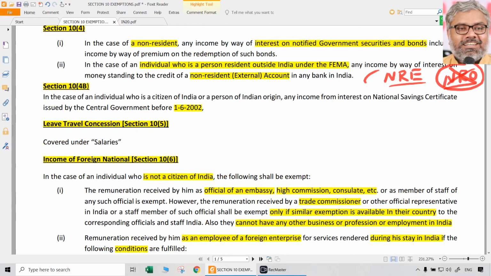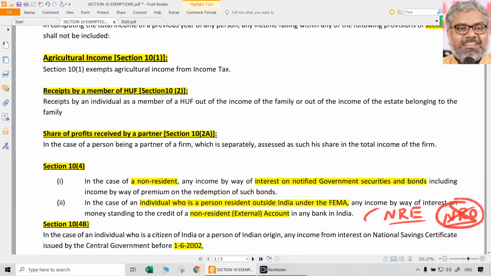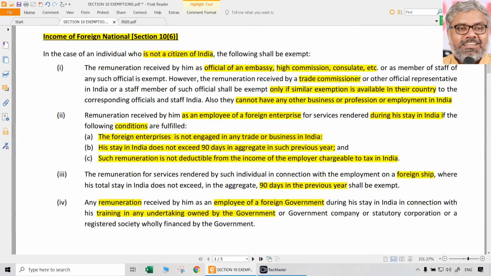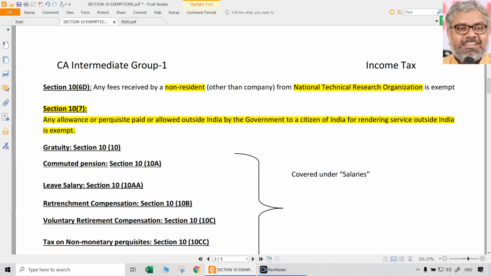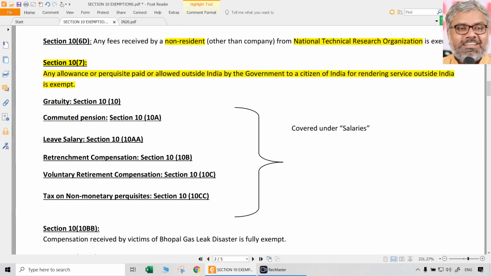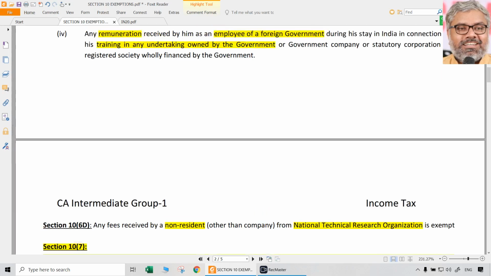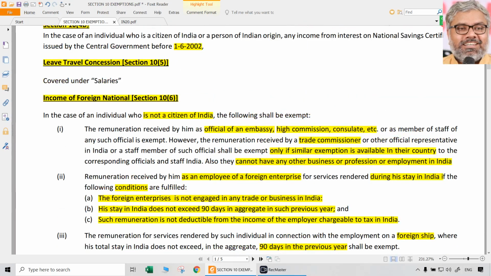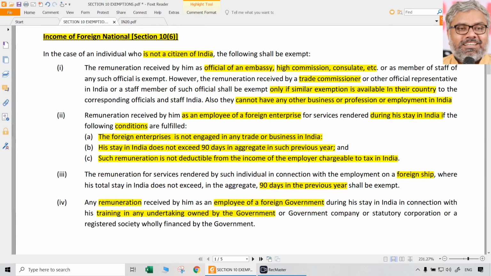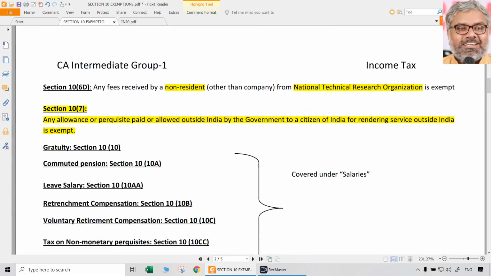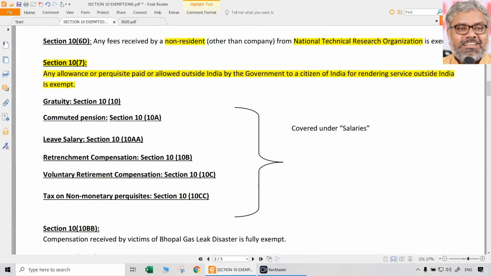10(5), leave travel concession, was already there in the chapter of salaries. So what are the new things only? Those things you have to focus on now in this session. Other things we should already be knowing, but we can revise them once again, which are related to other heads of income, like 10(5), leave travel concession. 10(7) also: allowances or perquisites paid by the Indian government to a citizen of India for rendering services outside India are exempt.